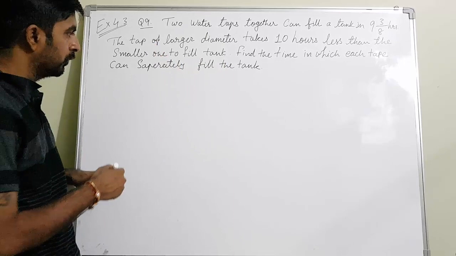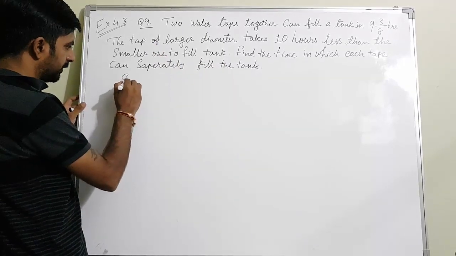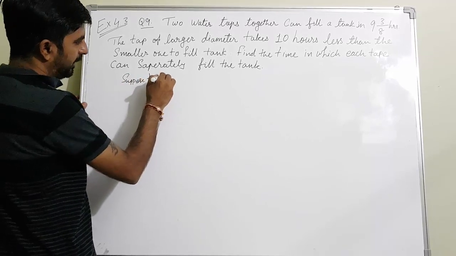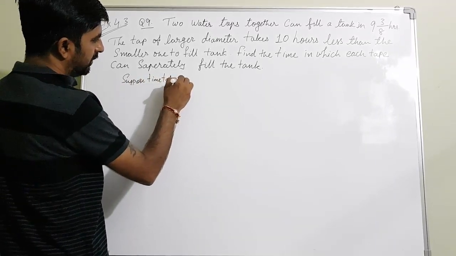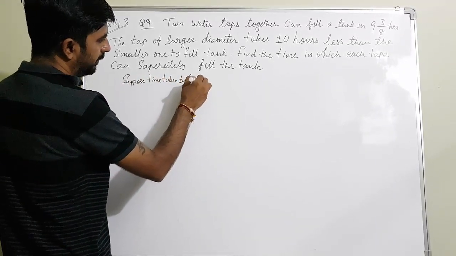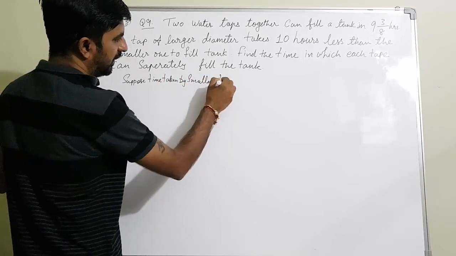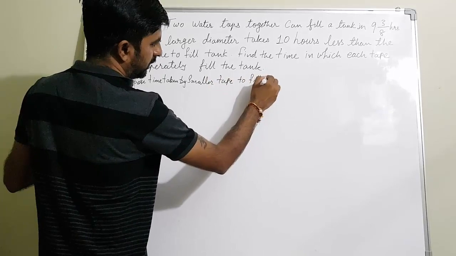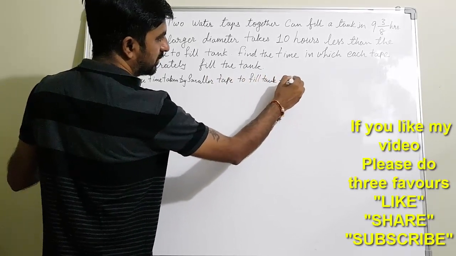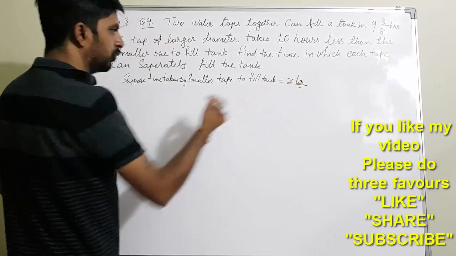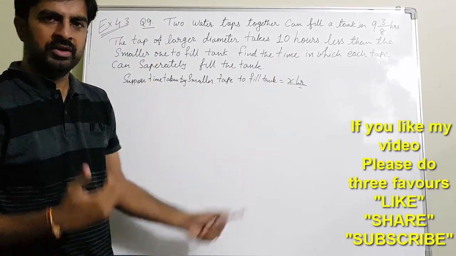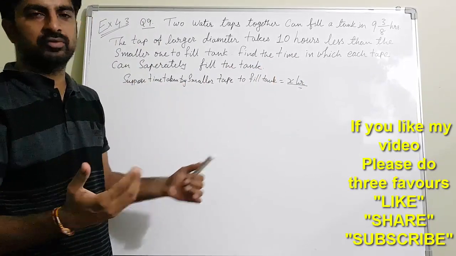So what we have to do: first, suppose the time taken by the smaller tap to fill the tank is x hours. Every time you have to do the same thing: whatever they ask you to find out, you suppose that as x only.